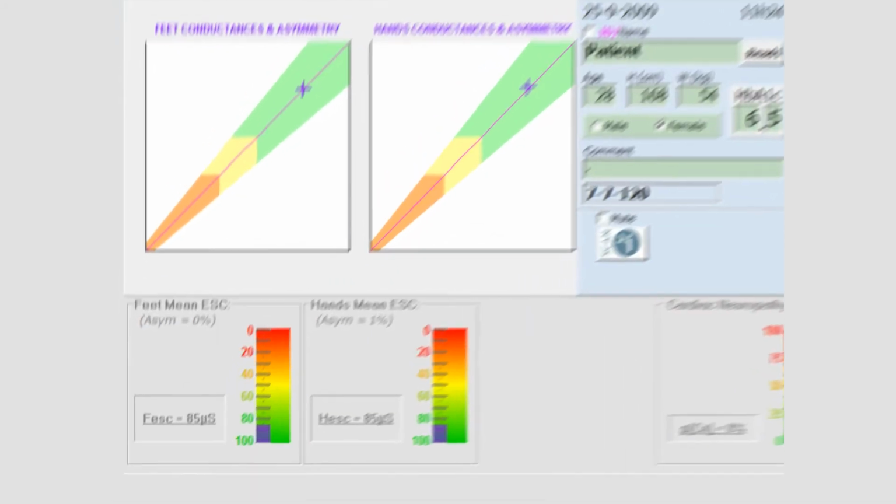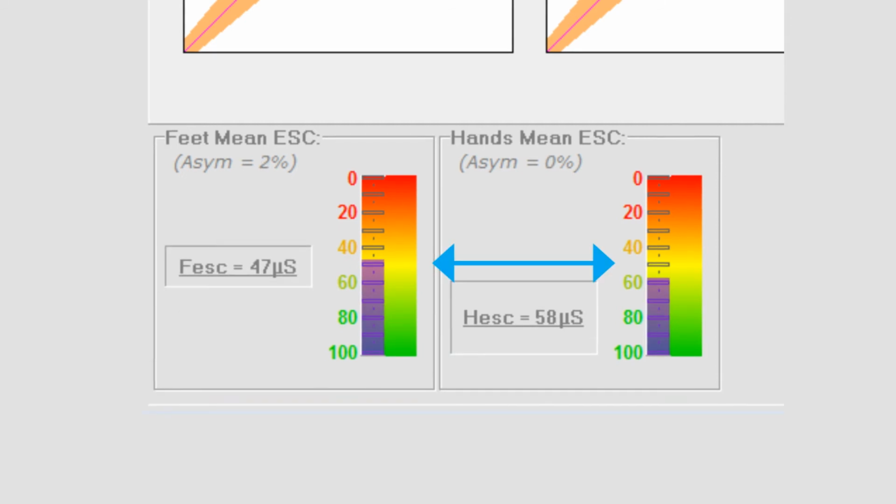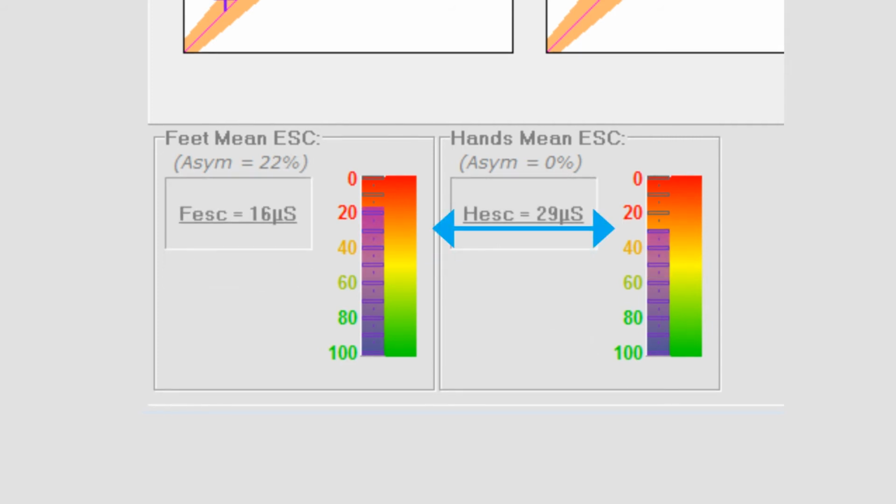A conductance of 60 or greater indicates good sweat function and no peripheral neuropathy. A conductance between 40 and 60 indicates moderate sweat function and moderate neuropathy. A conductance of 40, or less than 40, indicates poor sweat function and peripheral neuropathy.